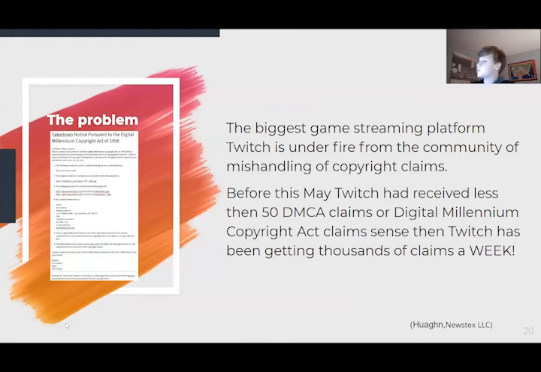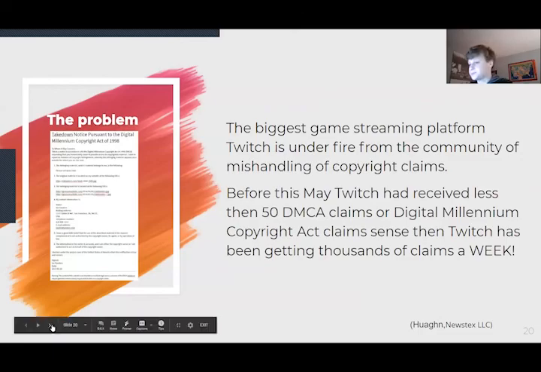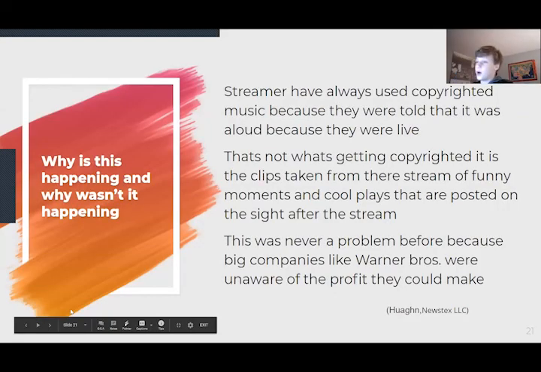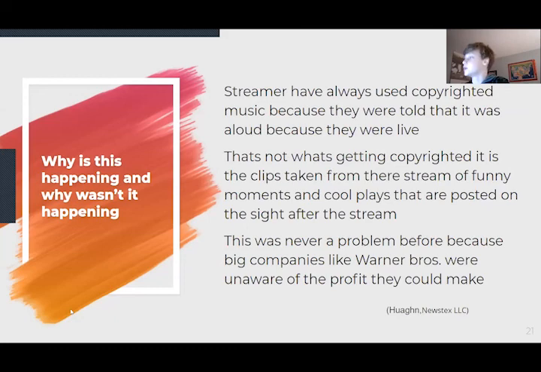Before May, Twitch had received less than 50 DMCA claims, or Digital Millennium Copyright Act claims. Since then, Twitch has been getting thousands of claims a week. Why is this happening and why wasn't it happening? Streamers have always used copyrighted music because they were told it was allowed because they were live. That's not what's getting copyrighted. It's the clips that the streamers make of funny moments and cool plays that they post on their streaming page. This was never a problem before because companies like Warner Brothers were unaware of the profit they could make from their copyright strikes.